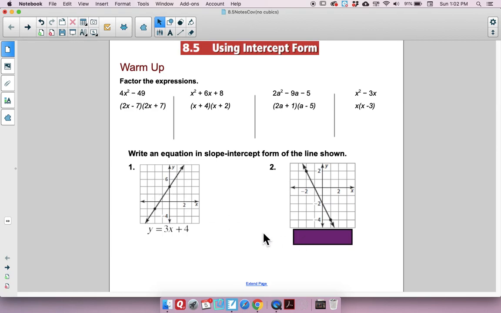Okay, second one, hopefully you saw that the y-intercept was -2, and we would obviously be going down 2, 4, 6, and then over 1, 2, 3. So that's -6 over 3, which would reduce to -2. So hopefully you got y equals -2x minus 2.